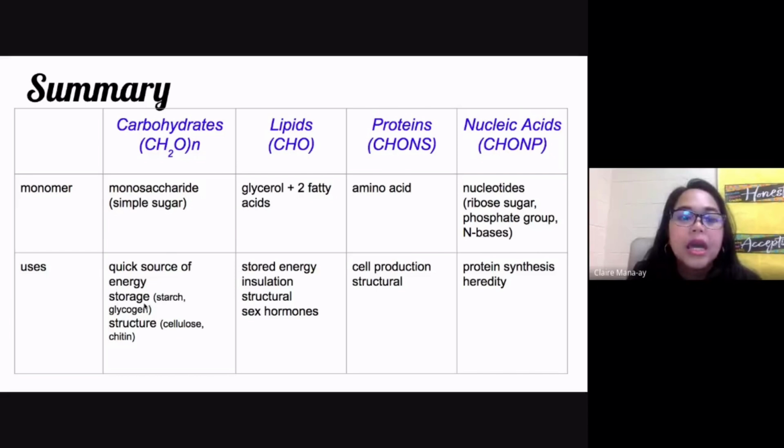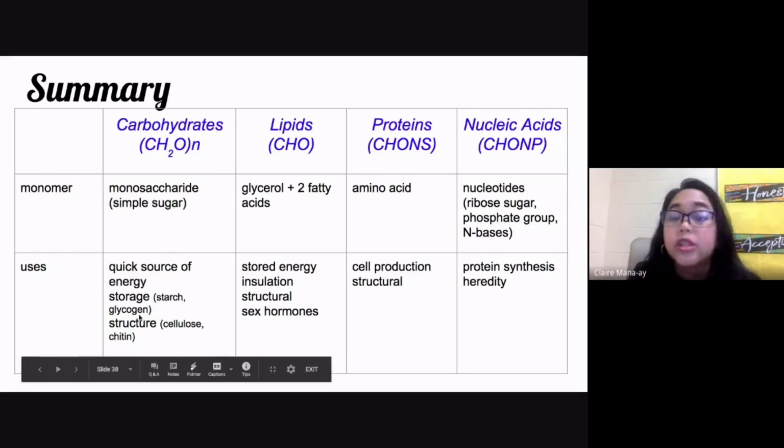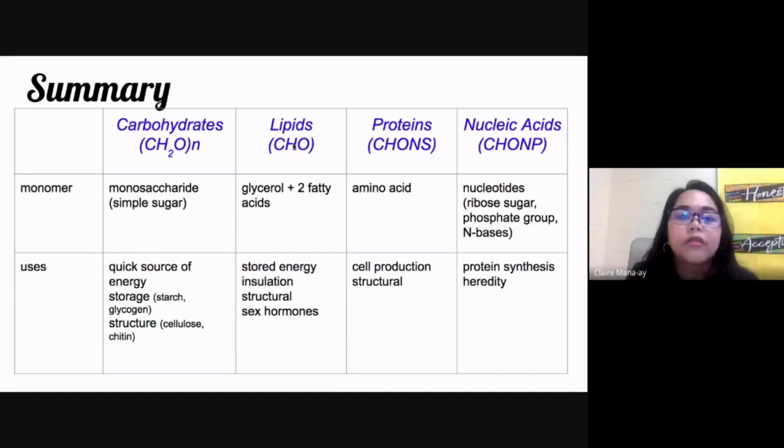It can also be stored, like your starch in plants, and your glycogen in your animal cells, that's stored carbohydrate in your animal cells. And also they form part of your structure. So cellulose, that's part of the cell wall of your plants. Chitin, which is part of the exoskeleton of your insects. Now for your lipids, you also have carbon, hydrogen, and oxygen, but their proportion, the ratio is different from the ones that you find in your carbohydrates. So the major difference between your carbohydrates and your lipids is that your lipids are hydrophobic. They don't like water, they don't mix with water.